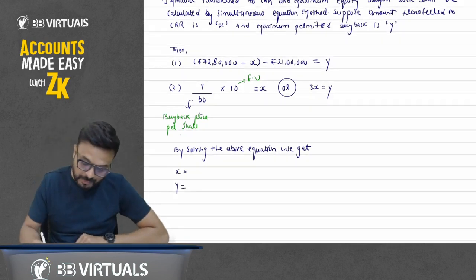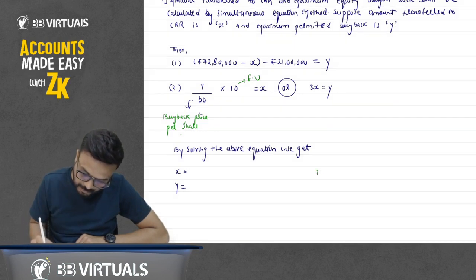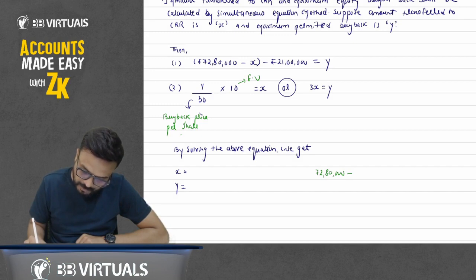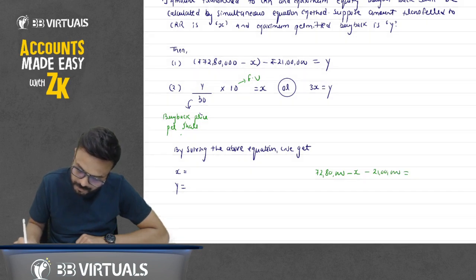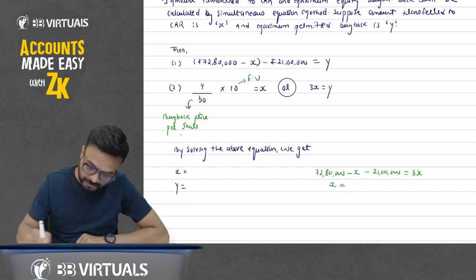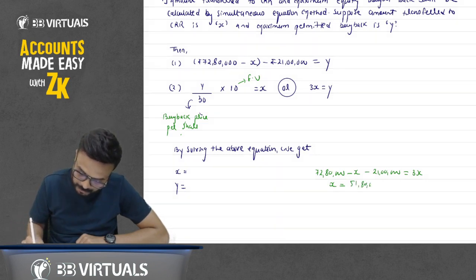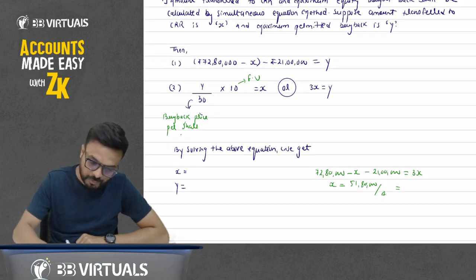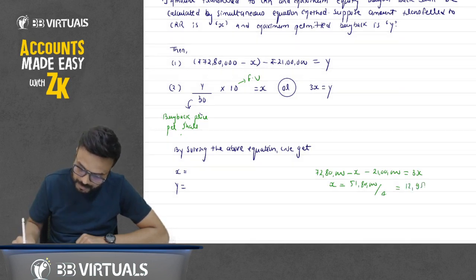X equals, just put 3x here. So 72 lakh 80,000 minus x, which is how much here now? X minus 21 lakh, and y equals 3x. Solve this equation. So x equals 72 lakh 80,000 minus 21 lakh divided by 4. So 51 lakh 80,000 divided by 4 comes to 12 lakh 95,000.